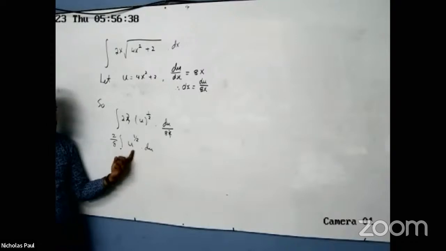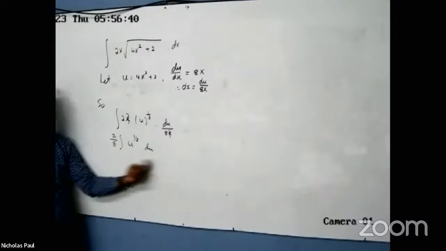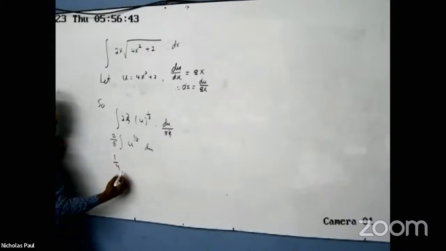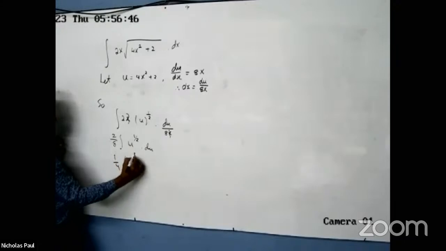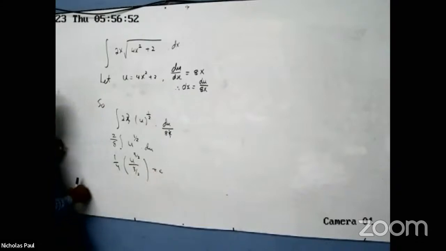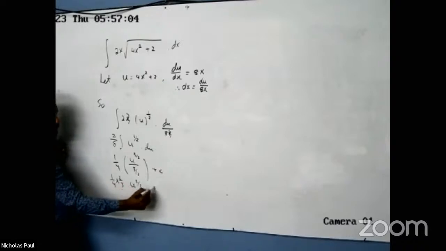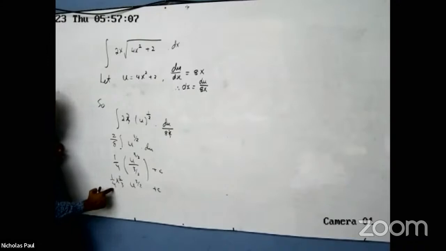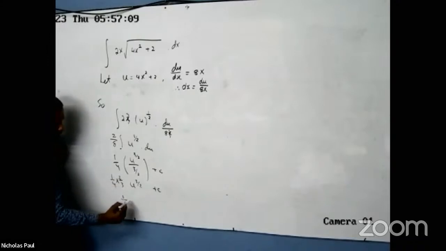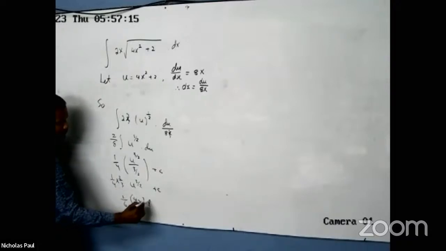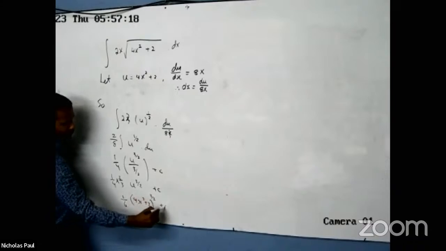Can I integrate this? Yes, because it's u with respect to u. So that will be 1/4. u to the half will be u to the 3 on 2 all over 3 on 2, plus c. Flip the 3 on 2 and bring it outside. You will end up with 1/4 multiplied by 2/3 by u to the 3 on 2 plus c. The 2 will cancel here, so you'll get 1 over 6. And we know what u is: u is 4x squared plus 2, all to the 3 on 2, plus c.